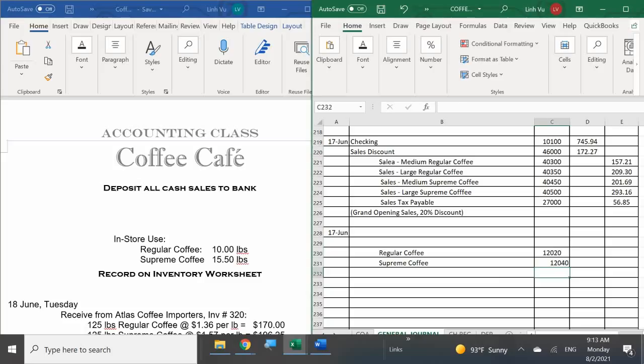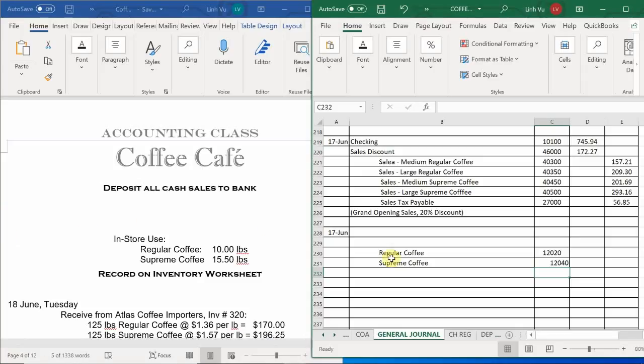Now, which account am I going to use to represent that I sold the items? In this case, I have to use my costing method, right? So how do I calculate the cost it took me to sell this item?